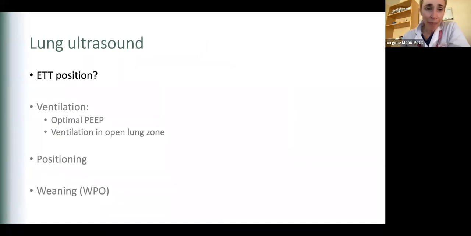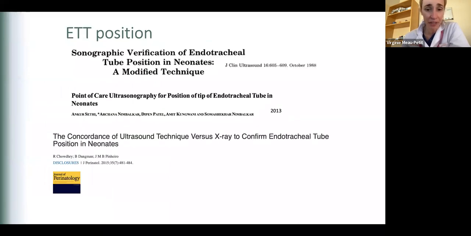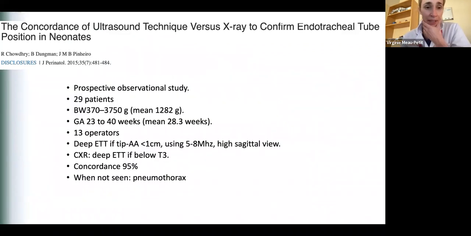So the first step of mechanically ventilating a patient is to optimize the ETT position. Sometimes it's easy, we get the X-ray straight away, but sometimes we don't. And we know that even 20-30 minutes of a malpositioned ETT can be deleterious. So after looking at a few works and techniques to see the endotracheal tip position with lung ultrasound, I think this is the one I've tried and used the most over the last years, and I think it is the easiest and the most consistent.